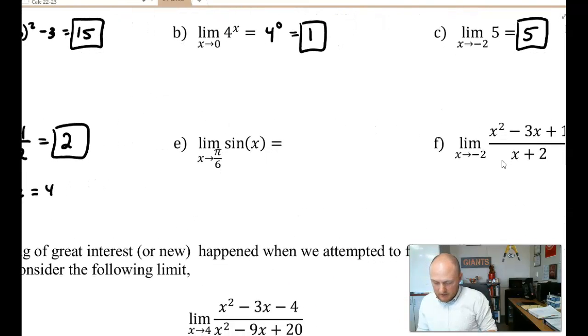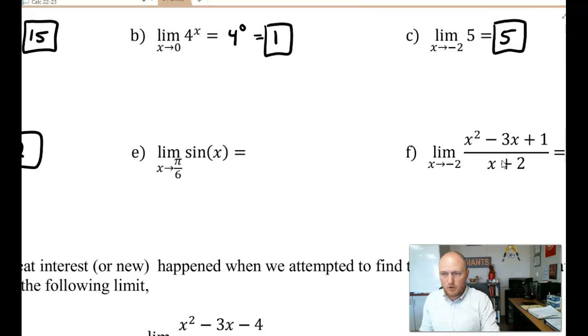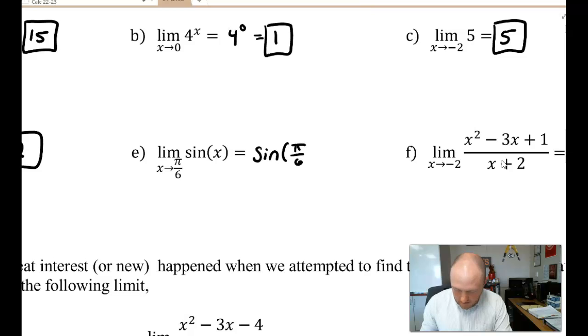Okay, let's go ahead and check on your trig here. So what I'm going to do is evaluate sine of x. What is the sine of pi over 6? That's the y value at pi over 6. So we get 1/2.